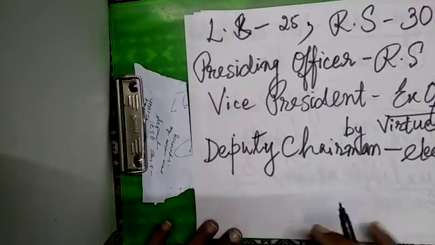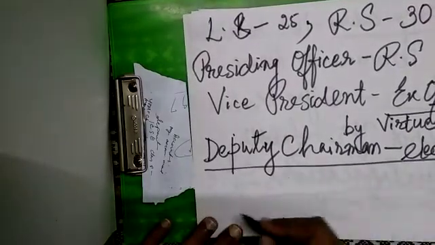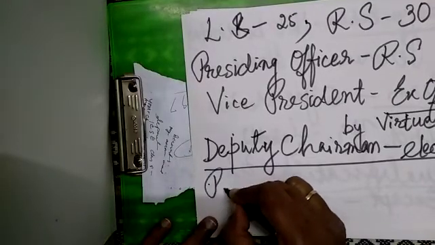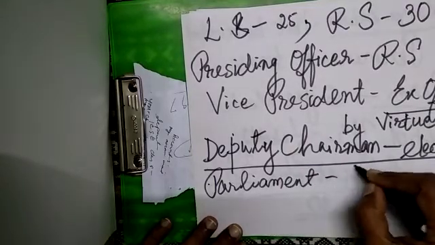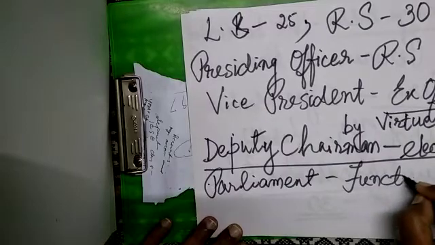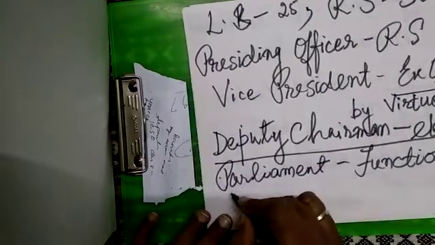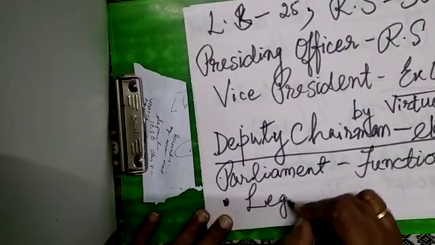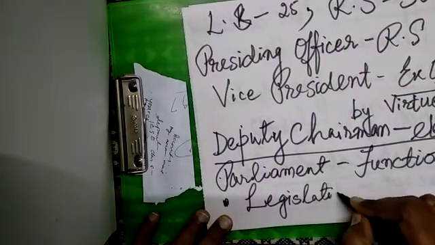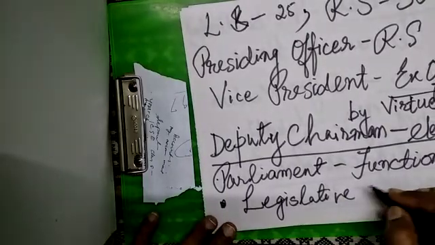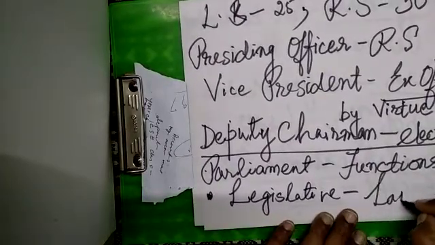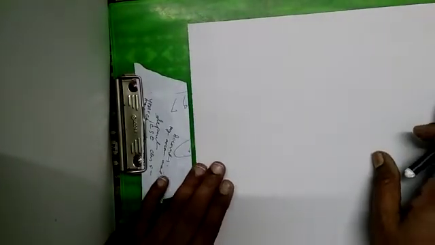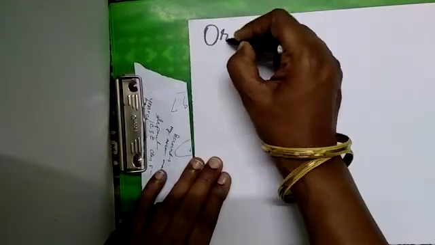Then we shall know the various functions of the parliament. The parliament carries out a number of functions, and they are categorized. Number 1, we shall learn the legislative functions. The legislative function of the parliament is that they make the law for the country. To make the law, they need to pass the proposal in the house, that is called the ordinary bill.